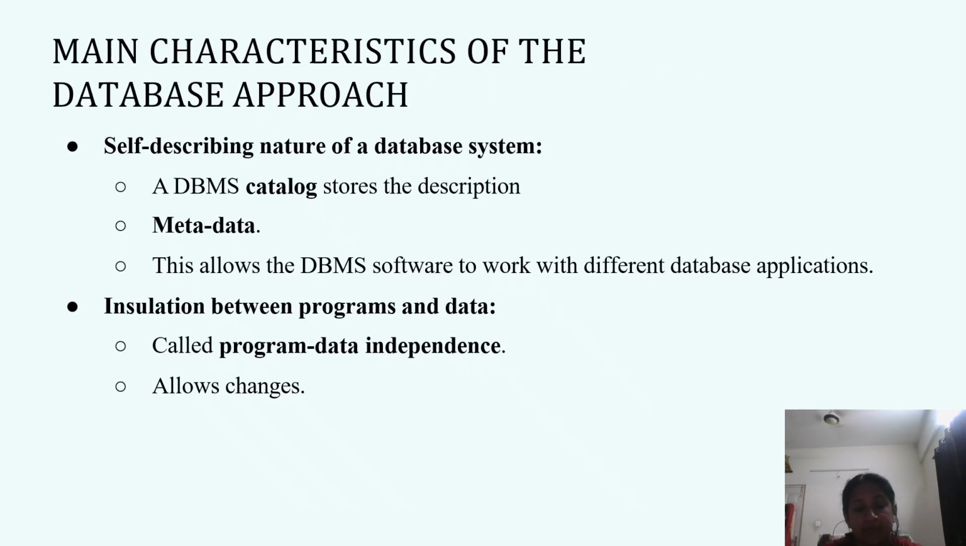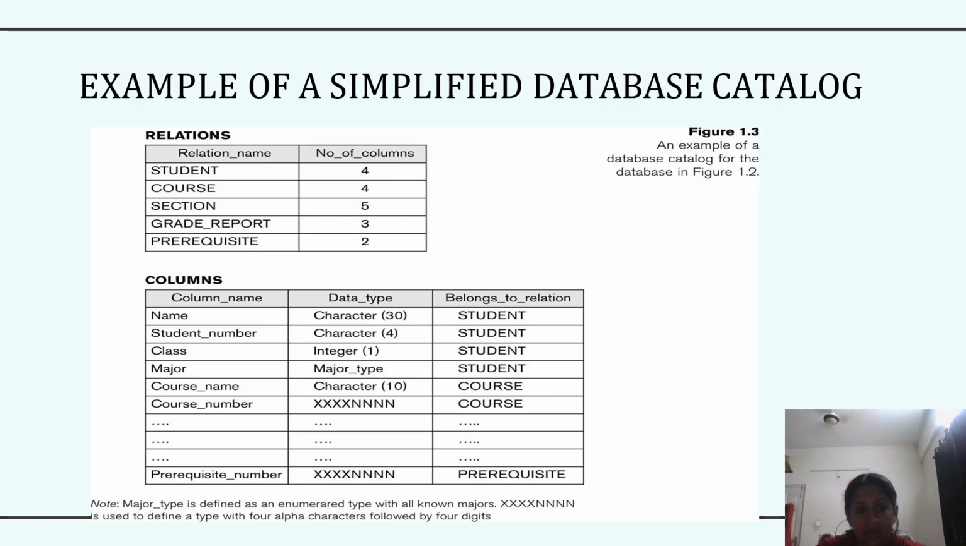Main characteristic of the database approach: self-describing nature of the database. The DBMS catalog is storing the descriptions, the metadata. Insulation between programs and data, program-data independence, allowing changes. So this is an example of a simple database catalog: relations, columns, column names, different data types.